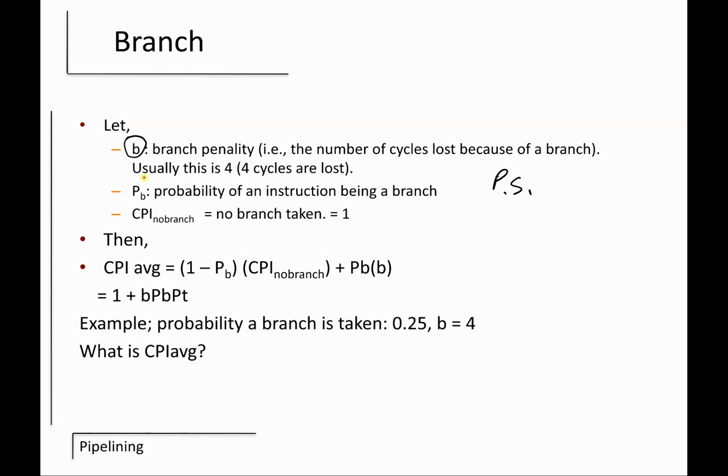Now, this is the probability of an instruction being a branch. If you do static analysis of your source code, you can determine the number of lines of code in your program. You can determine which features of your program are branches. In other words, if statements, while loops, for loops. So we can determine, if I execute any line of code in this program, what's the probability that that is a branch instruction?